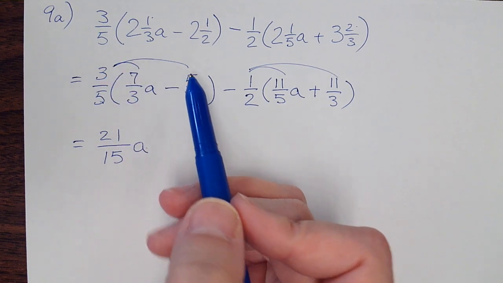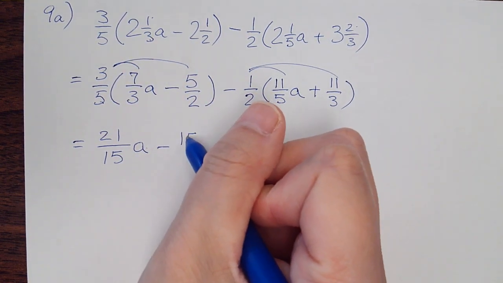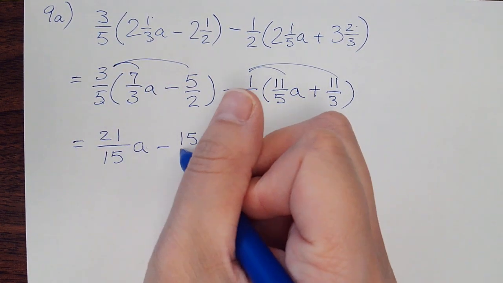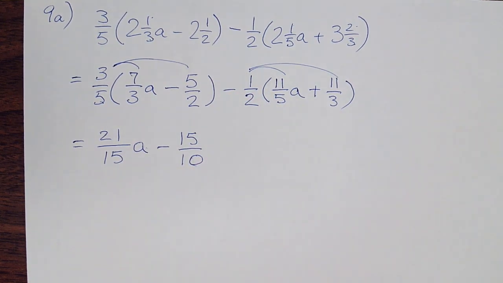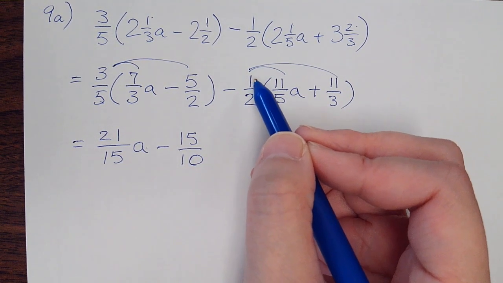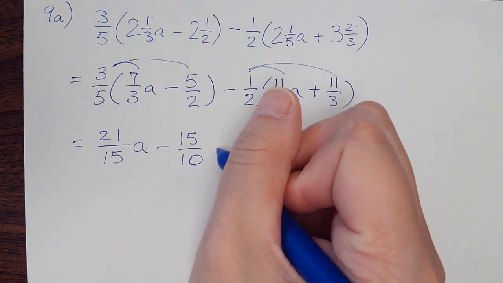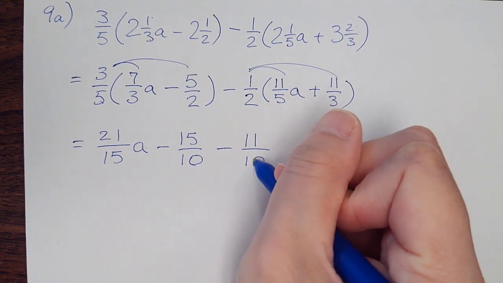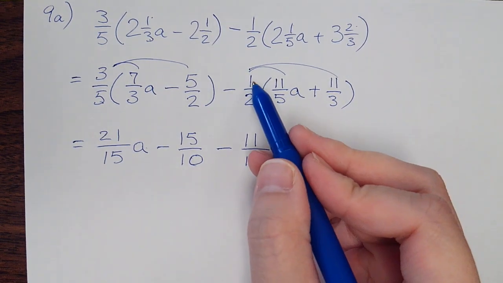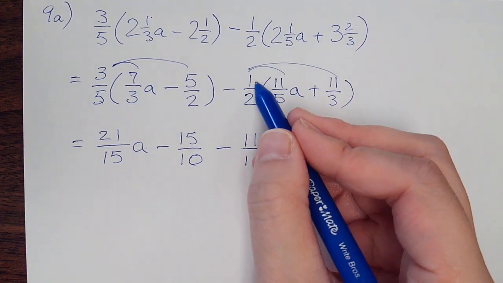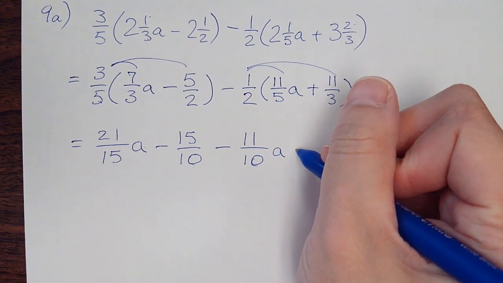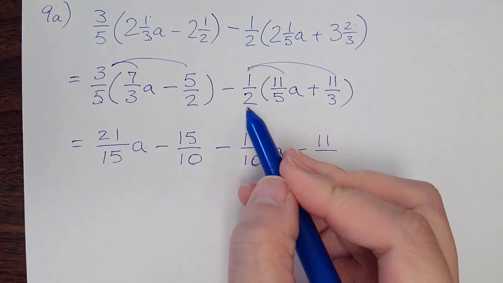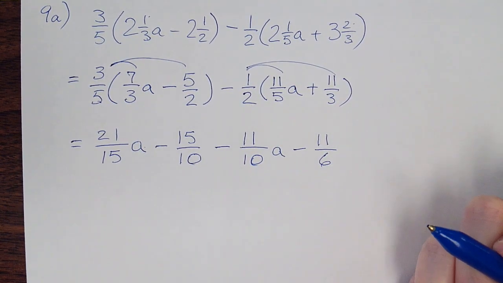And then 3 times 5, negative 15. 5 times 2, I get 10. Right? Same thing here. 1 times 11, negative 11. 2 times 5, I get 10. And then 1 times a negative 1 times 11 is negative 11. 2 times the 3, you get 6.